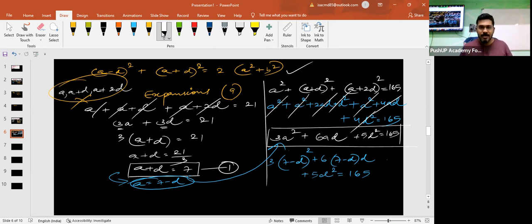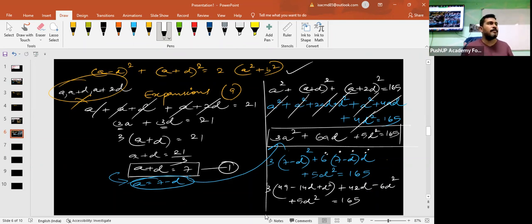Okay, let's see. So if you go ahead and solve this, you may get 3 into (7 minus d) the whole square is what? 49 minus 14d plus d square, plus 6 into d into 7, that is 42d. 6 into d into minus d, that is minus 6d square, plus 5d square is equal to 165. Okay, I'll erase this part.